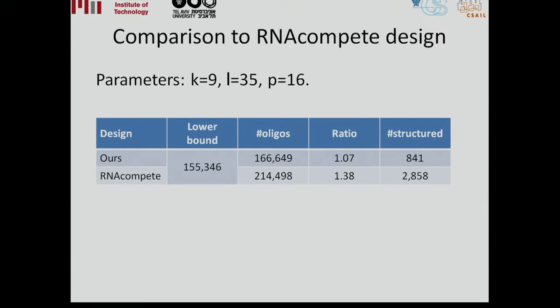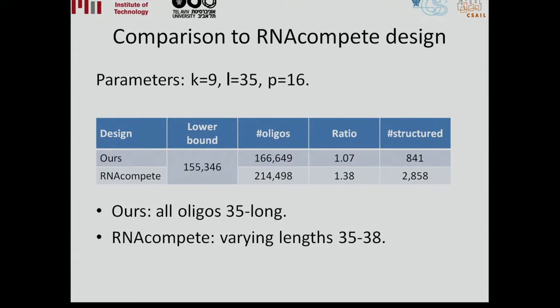So that is a huge reduction in the number of probes needed to cover all k-mers in unstructured sequences. In addition, the number of structured probes that we included in the set is also 3 times smaller than what they used. And just to add to that, in our design, all of the oligos were of the same length, 35. In their design, they had variable length, 35 to 38. It might be that if we allowed our algorithm to use different lengths, we could also reduce the size of the output.